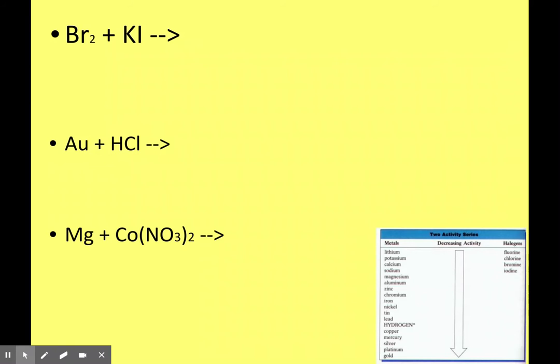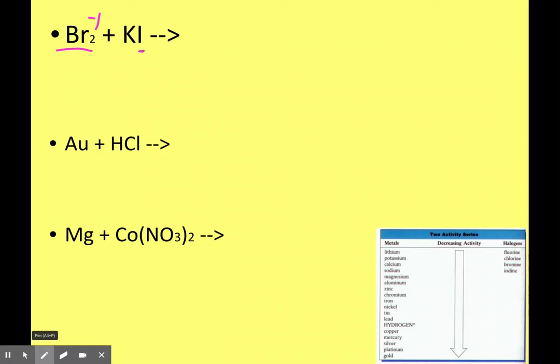So the first thing we have to determine is which element is going to be replacing the other. So Br would make a negative charge. It's in that group 17. So it would have a -1 charge if it were to be an ion. So it will replace the negative element in this compound, which would be iodine. So since that's the case, we're going to be comparing bromine and iodine.